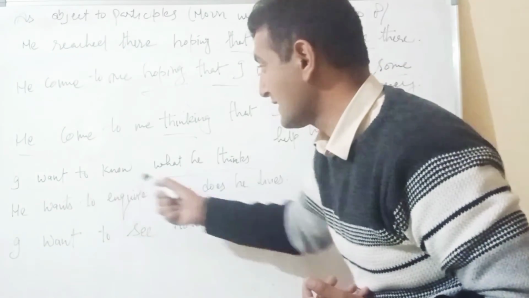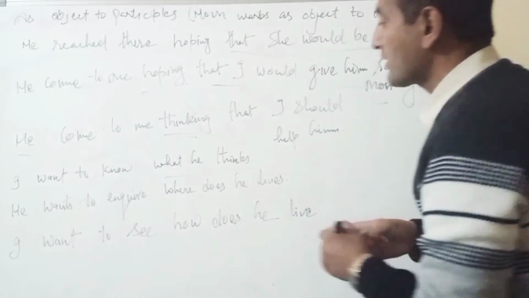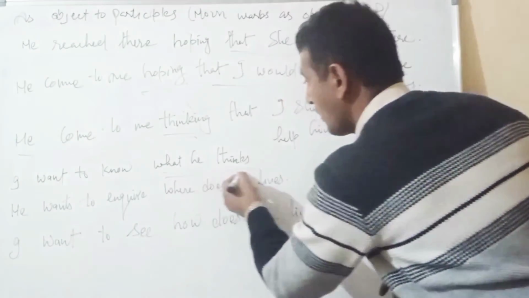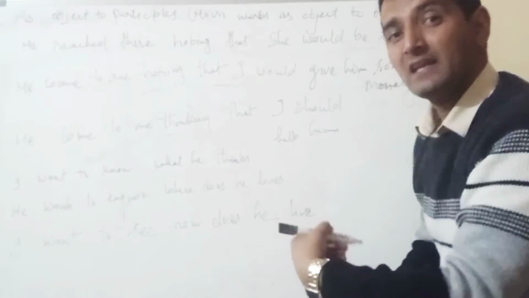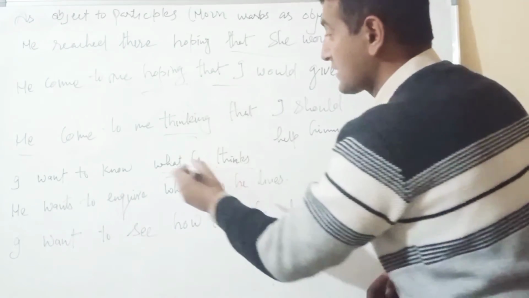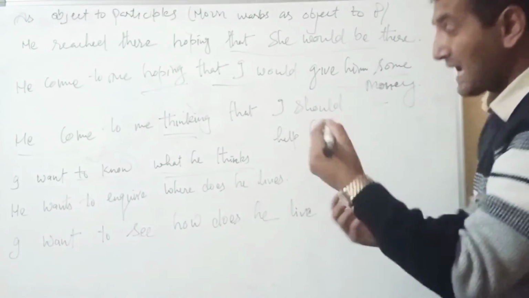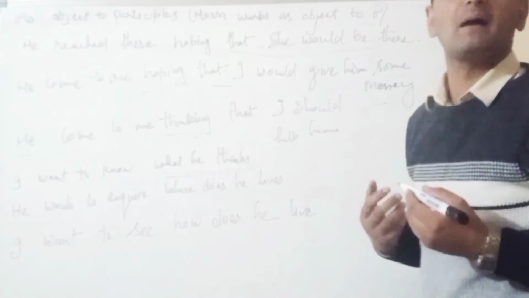This is the subject. I want to know is doing the work of subject. But the important thing here is that what he thinks, the noun clause, is working as an object to know. To know means the infinitive is working here as an object.